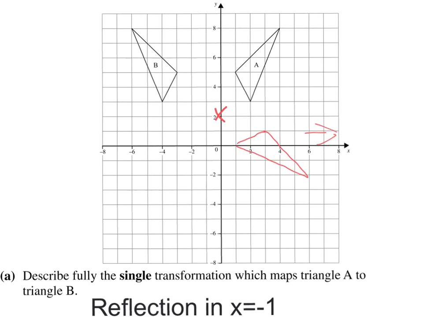I can now see the new coordinates of my shape. So this point has moved to a coordinate of (1, 0). This point has moved to a coordinate of (3, 1). And finally this point has moved to a coordinate of (6, -2).